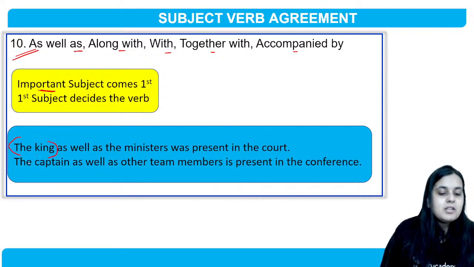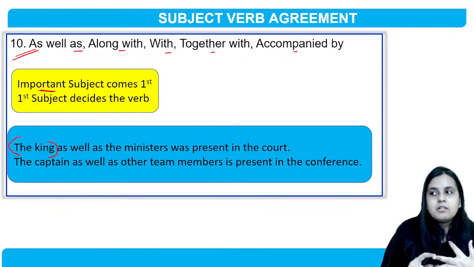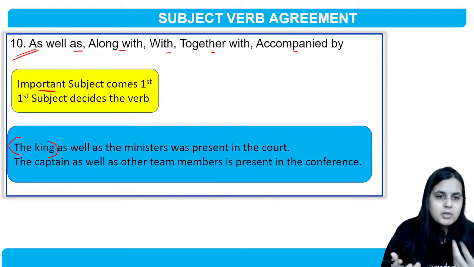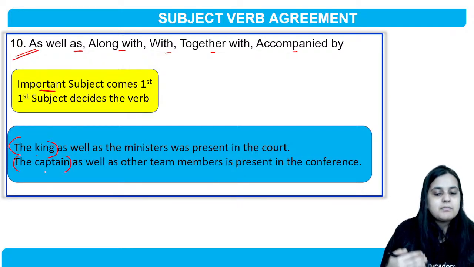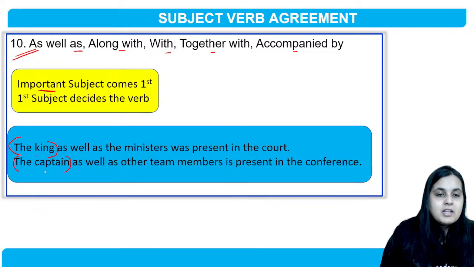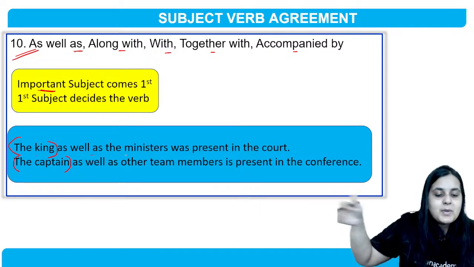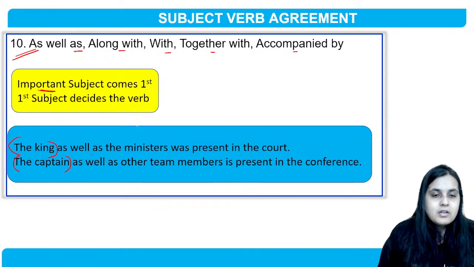When you say important, either in terms of seniority or ranking or power, status, whatever. So king comes first. Captain and the team members, captain comes first because of the ranking or the positioning. So you put the important subject first. The others are just the 'as well as'. They are just the tag-alongs. Okay, and ministers and the other team members.